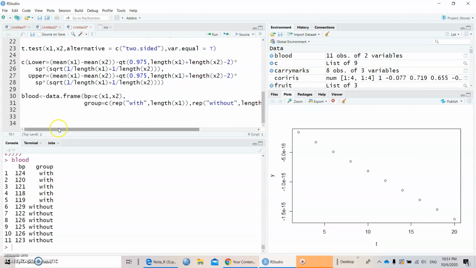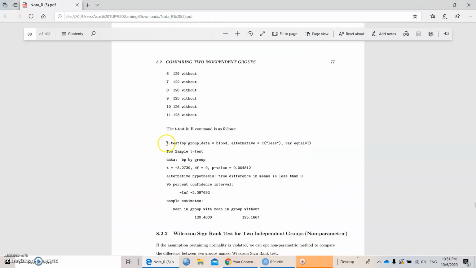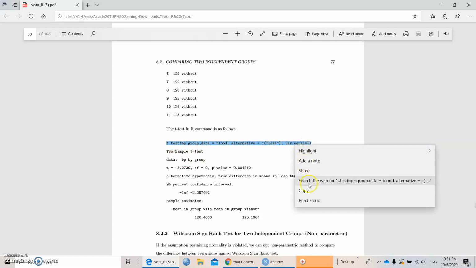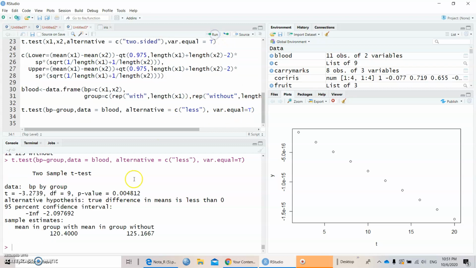If your data is in a data frame, how do you run the t-test? You can use this command, t.test, BP, since we want to compare the blood pressure according to group, with and without. The data is from blood, alternative is less, and var.equal is equal to TRUE. Run, and you will get the same result.